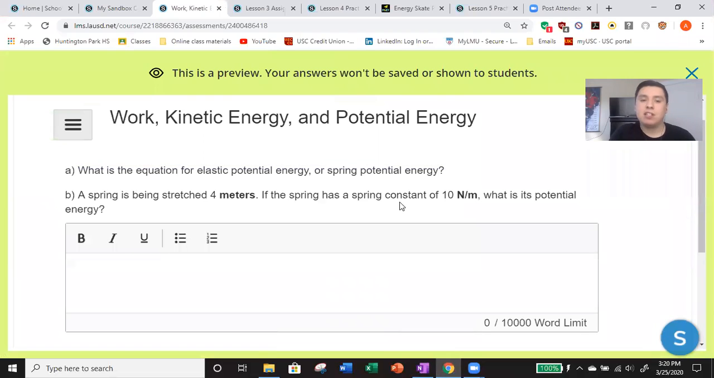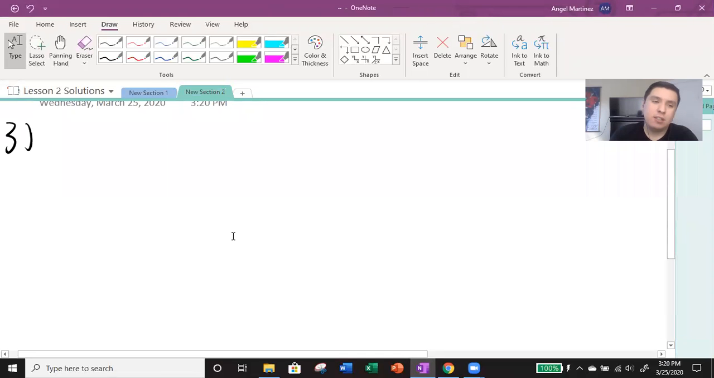What is the equation for the elastic potential energy or spring potential energy? And then if the spring is stretched 4 meters and the spring has a spring constant of 10 newtons per meter, what is the potential energy? This is just something you should know, but this spring potential energy won't be in your quiz. But let me just go over this either way.